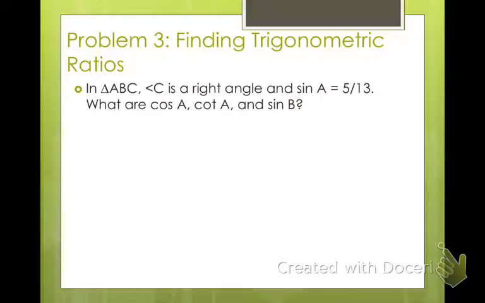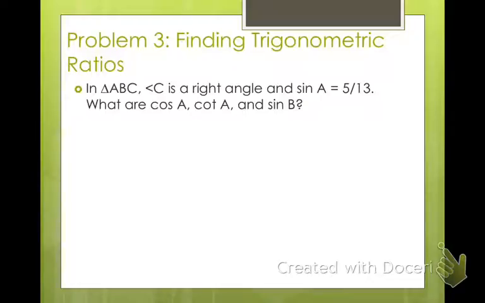Alright, in triangle ABC, angle C is a right angle, and sine of A is 5 over 13. What are cosine A, cotangent A, and sine of B? Now this sounds fun. So I'm not actually giving you a picture. You need to draw a picture all your own. So let's start by drawing a diagram.